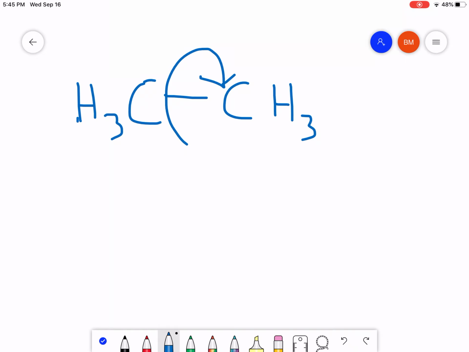And what's interesting is as you get free rotation around single bonds, you can get different orientations in 3 dimensions of the different atoms with each other as well as electrons with each other. All right? So by drawing different conformations, we can kind of see how the relative positioning changes and also how that affects the stability of the molecule.